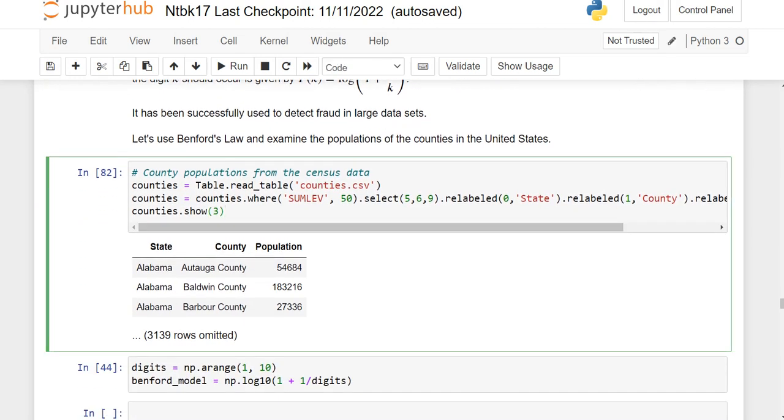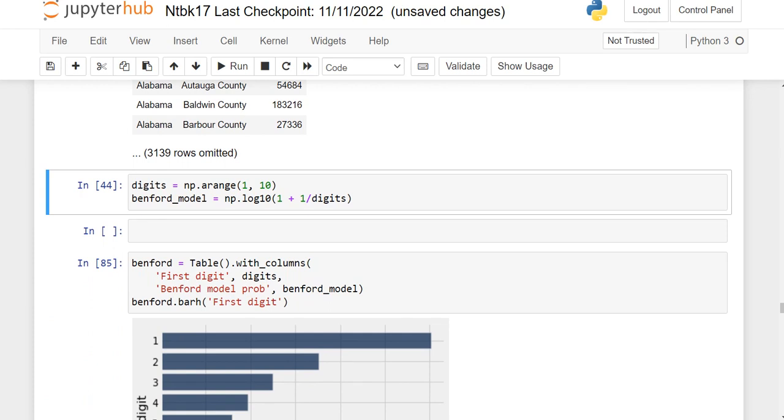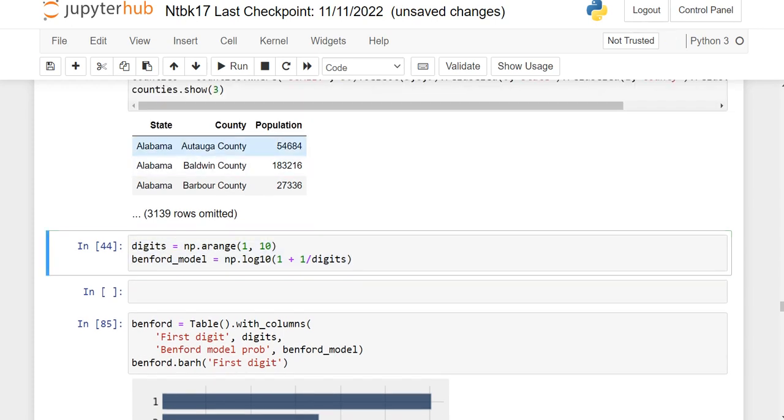Okay, so first thing is, it turns out that we have a table, counties.csv, which has all of the counties in the United States. And notice that there are 3,142 rows in this table. So yeah, something over 3,000 counties in the country. And now we're arranging things so that we can figure out the first digits. So notice that we have the population. The first digit here is a 5. The first digit here is a 1. The first digit here is a 2. Okay, so we've got to figure this out.